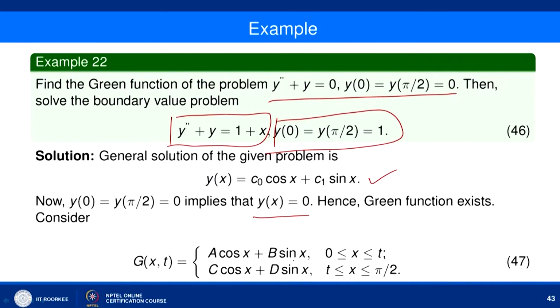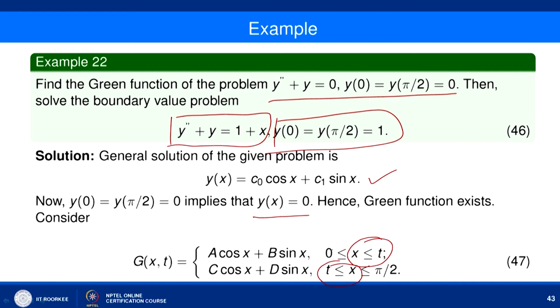Now, please note that the homogeneous equation is given in self-adjoint form. So, we can easily find G(x,t) with the procedure we have already discussed. So, G(x,t) equal to a cos x plus b sin x, where x is less than or equal to t, look at this term only, and c cos x plus d sin x when t is less than or equal to x. So, we have two regions, x less than or equal to t and t less than or equal to x. Here we need to fix a, b, c, d depending on the properties of G.